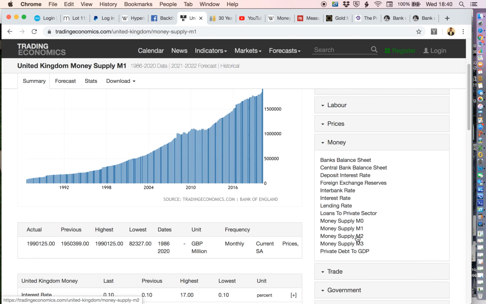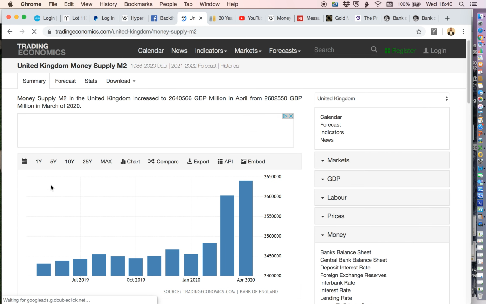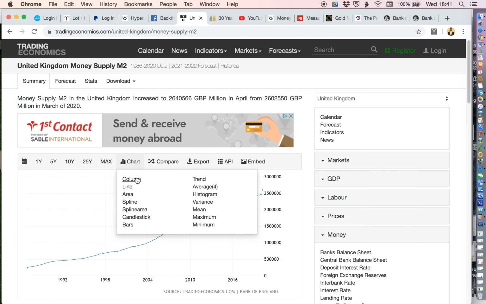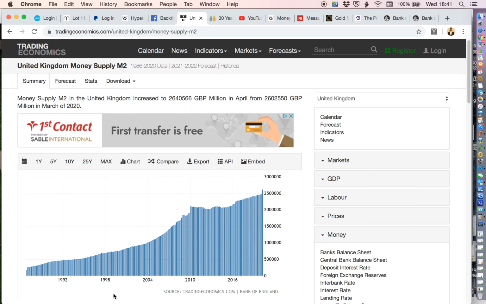Now, if we do look at M2, again, let's go to max. Let's go to the column. I like this because I think it shows it better. Now, M2 is everything in M1 plus savings deposits plus money market funds, such as ETFs plus certificates of deposit and other time deposits. For those of you that don't know what a time deposit is, have any of you ever had an ISA? For those of you in the States, an ISA is an individual savings account. It's set up by the government and you get tax benefits from it.